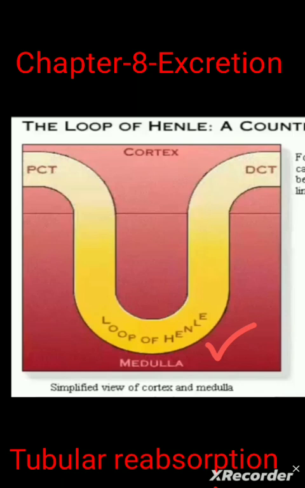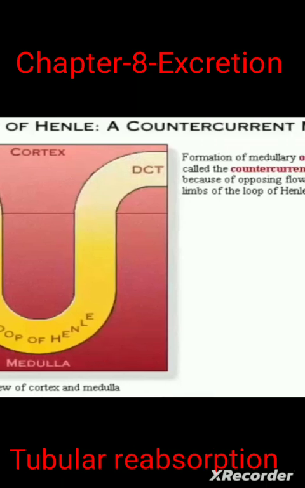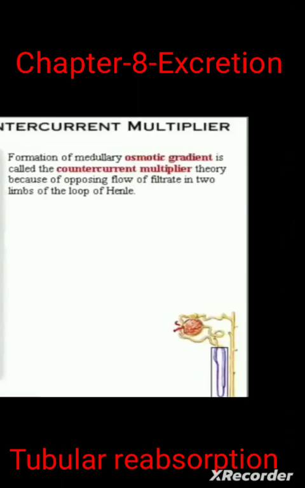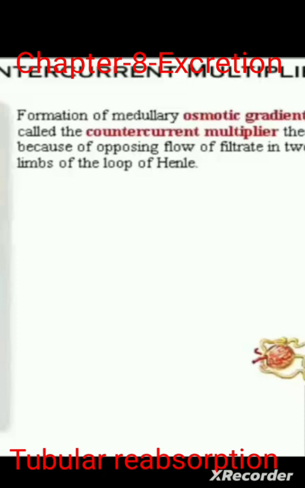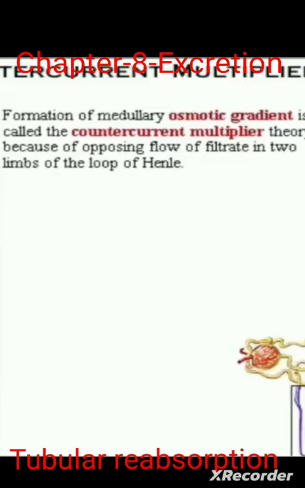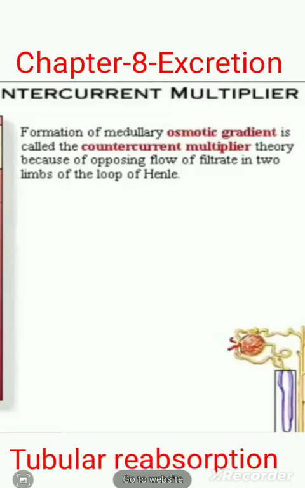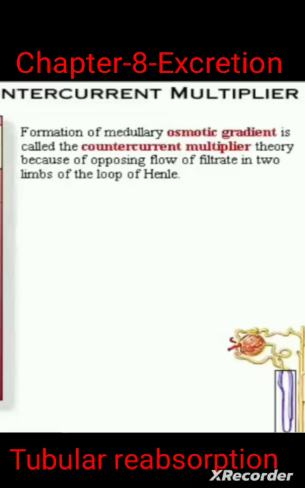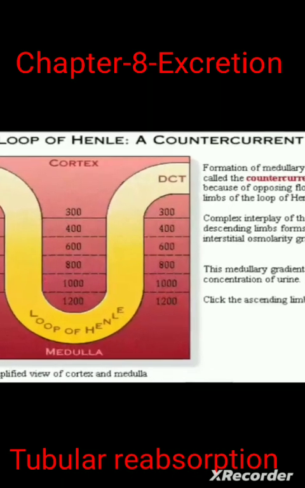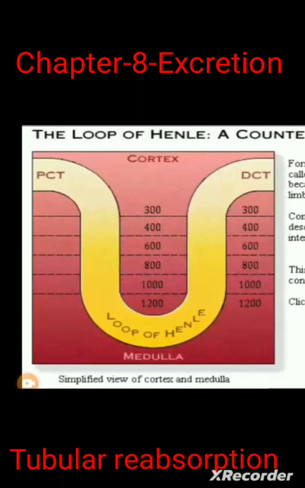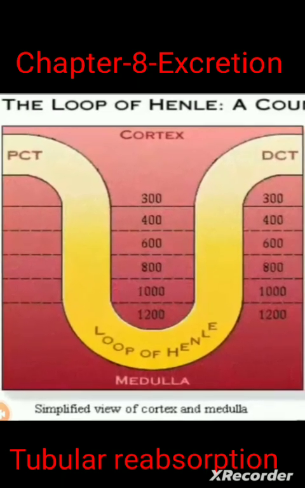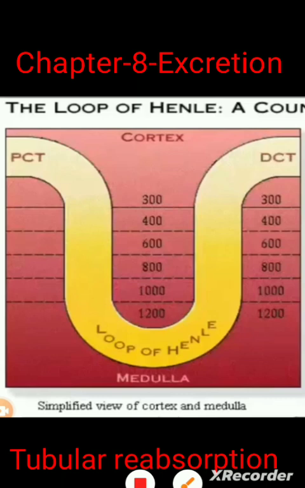ஸோ அதனோட டீட்டெயில்ஸ் தான் இப்போ பார்க்க போகிறோம். ஸோ இந்த loop of Henle அந்த இடத்துல தான் நம்ம counter current multiplier இருக்குது, அது நடக்குது. ஸோ formation of medullary osmotic gradient is called the counter current multiplier. So இந்த theory counter current multiplier theory because of opposing flow of filtrate in two limbs of the loop. ரெண்டு லிம்பிலேயுமே மாற்றி மாற்றி அந்த ஃப்ளோ நடக்குது, அப்போ தான் அந்த counter current effect நமக்கு நடக்குது.